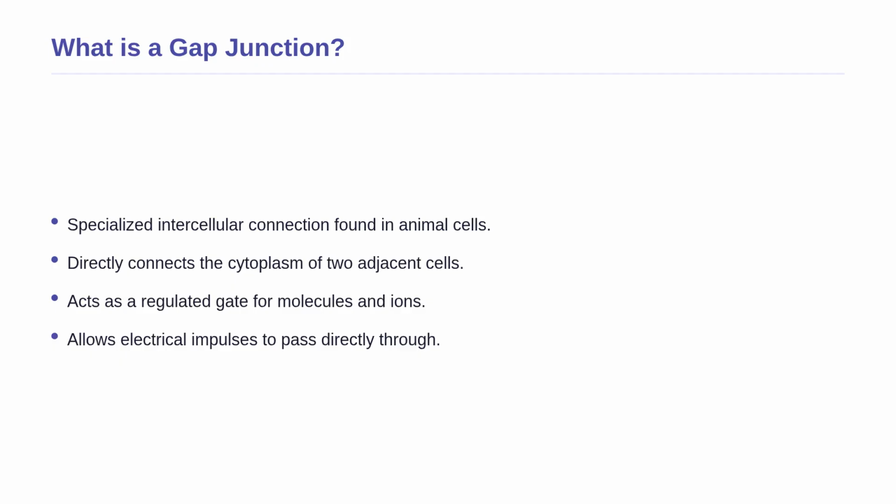Now that we understand the basic idea through our hotel analogy, let us look at the formal biological definition. A gap junction is a highly specialized intercellular connection found in many types of animal cells. Instead of forcing molecules to exit one cell and navigate the empty space outside, a gap junction directly connects the cytoplasm of two adjacent cells. Think of it as a regulated gate. It allows various small molecules, essential ions, and even electrical impulses to pass directly from one cell interior to another, completely bypassing the outside environment.